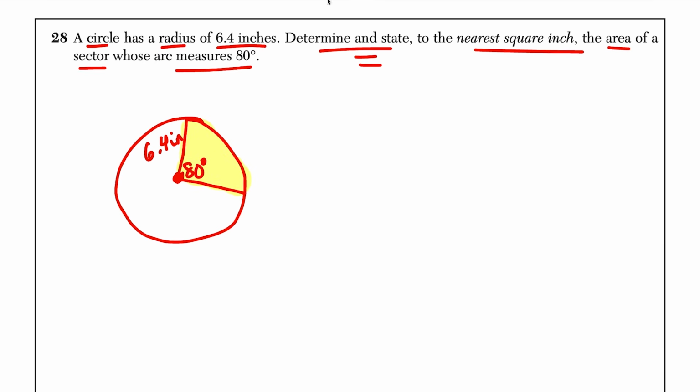So now let's think about what formula we need. We need to know the area of a circle is pi r squared. And if you forget this, it's in the back of the test on the reference page. What we're doing though, to find the area of just the sector, is taking a fraction of this. We're not going to be taking the whole area because we only want this part.